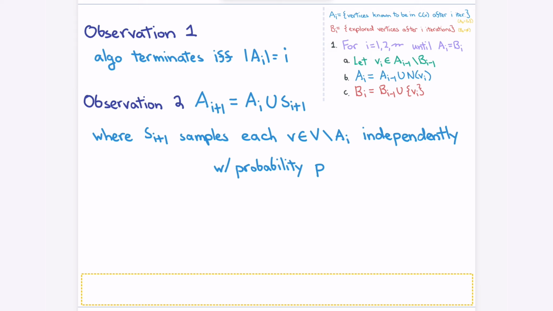Whereas the algorithm is more specific. The algorithm picks a vertex, explores its neighbors. But I'm saying I could have equivalently said that A11 is obtained from A10 just by sampling from everyone who's not in A10 with that probability P. This is simpler in some ways because it's not worrying about some particular vertex. So that's the claim. Now my question is why?